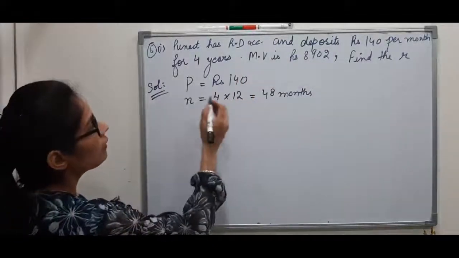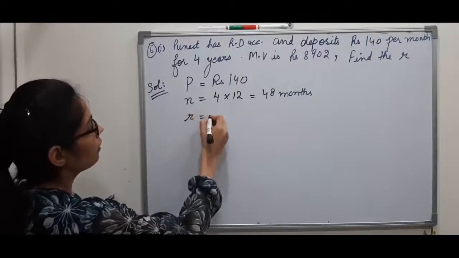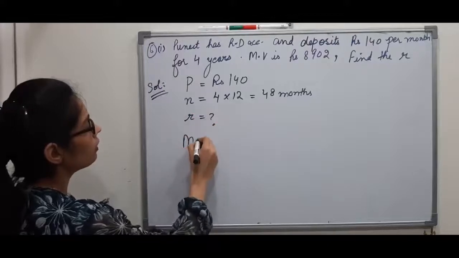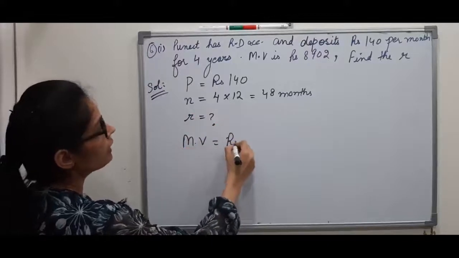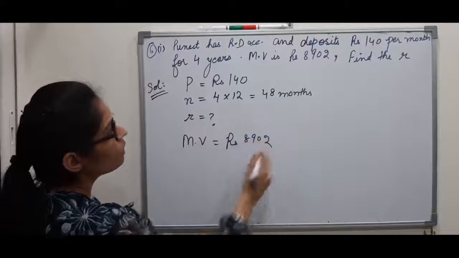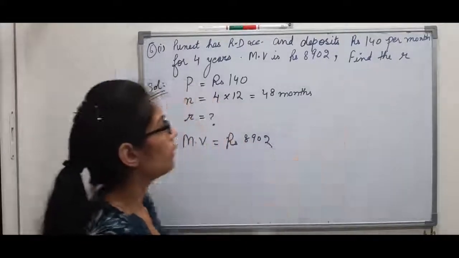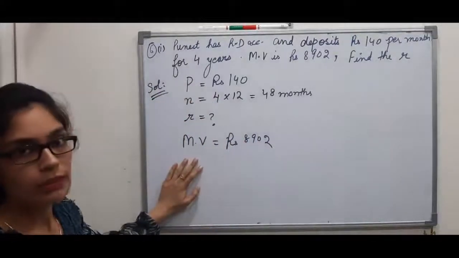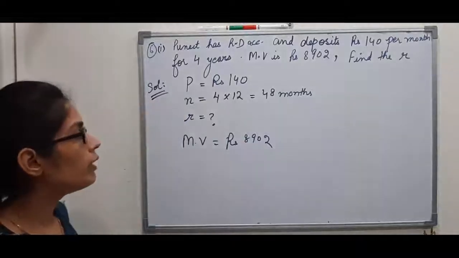Now they have not given r. Again they have given you maturity value, which is rupees 8,902. Find the rate of interest per annum. So in this question you have to find rate of interest.